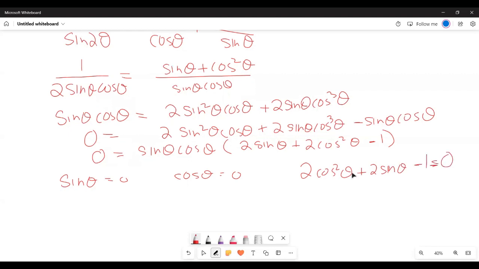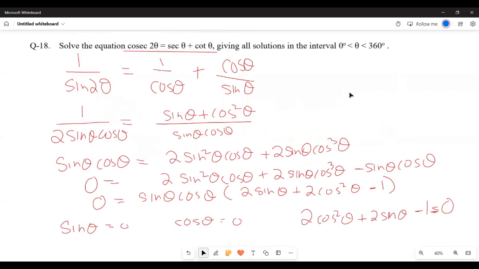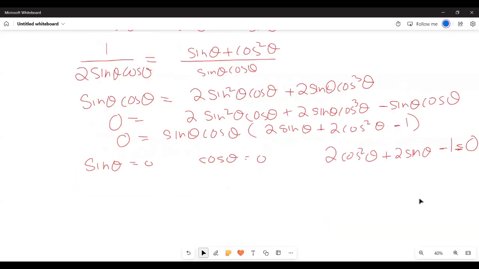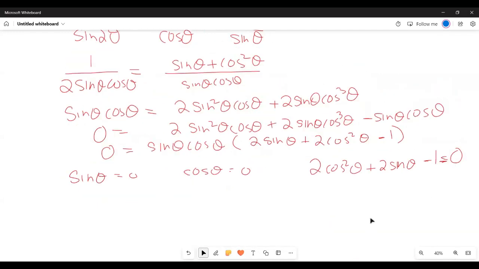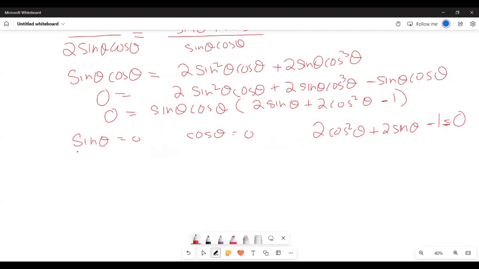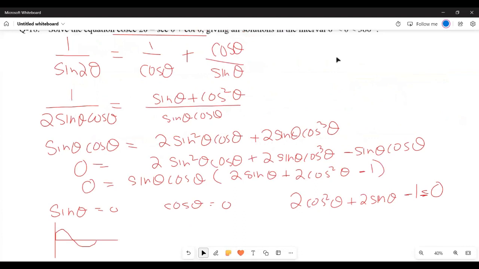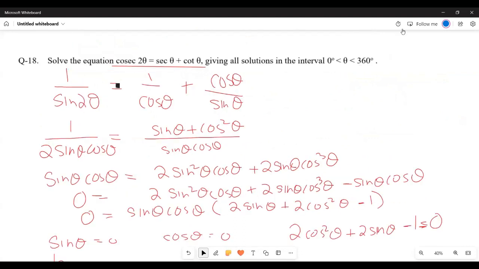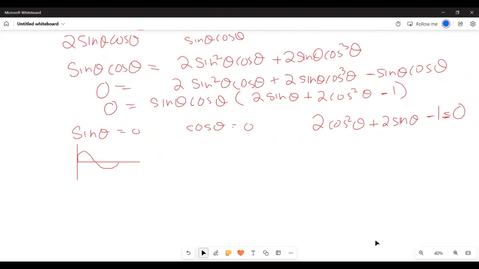Okay. When is sine theta 0 in this interval? 0 to 360 degree. Sine is 0 at 0, at 180, and at 360. I'm not using the alpha method here, I just know the graph. So sine is 0 at 0, then at 180, then at 360. However, in our domain, we're not supposed to include 0 and 360, because there's not an equals to sign here. So the only answer for this one is theta equals 180.